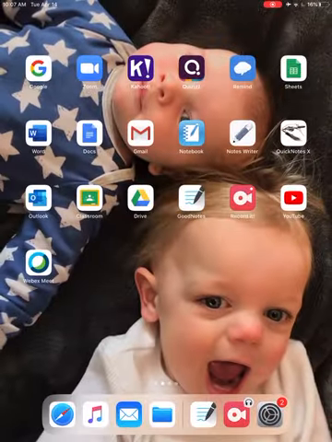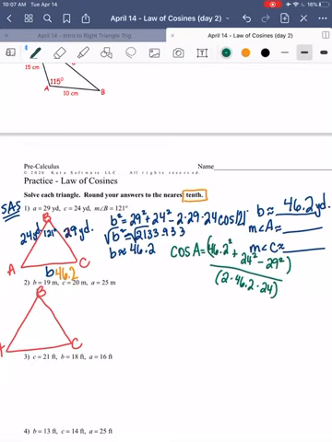All right, let's write that down. So, the cosine of A gave us approximately 0.843. And then when we do the inverse of that, we get A is approximately 32.5 degrees.